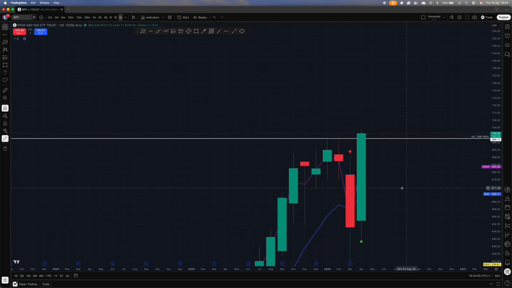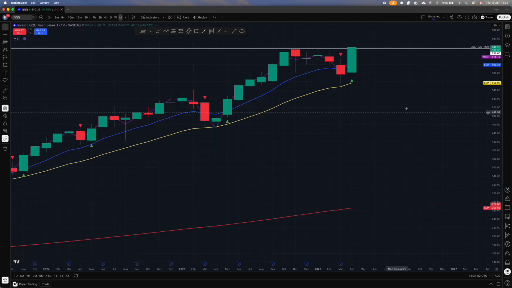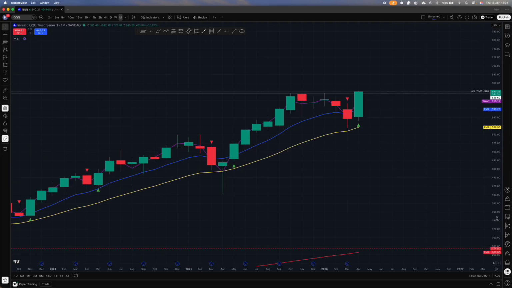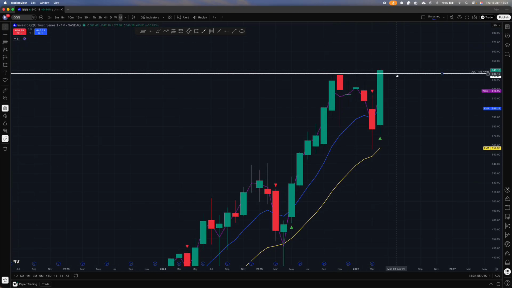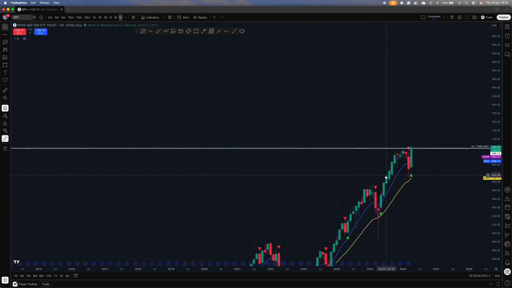We can see that we've broken above the all-time high for SPY, and I think the same is true for QQQ. So this is what NASDAQ follows, and yeah, so this is what the NASDAQ 100 follows. SPY is what ES, the S&P 500 follows. So it's the same thing.